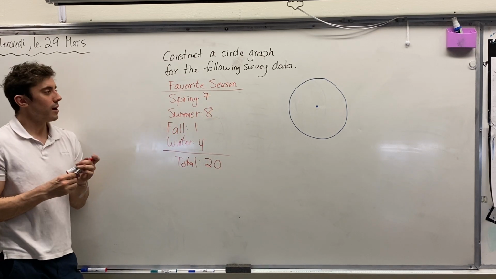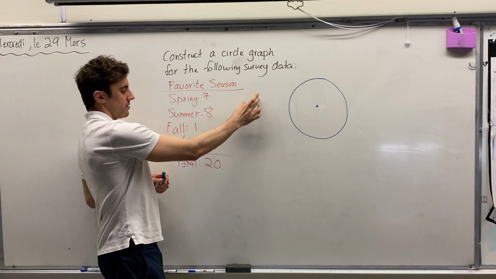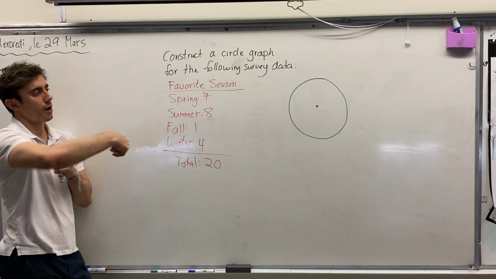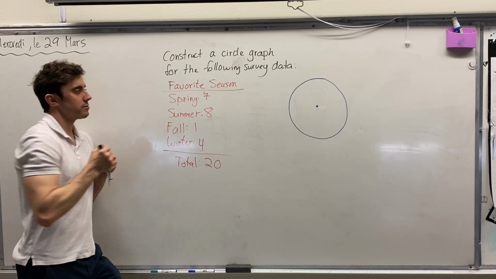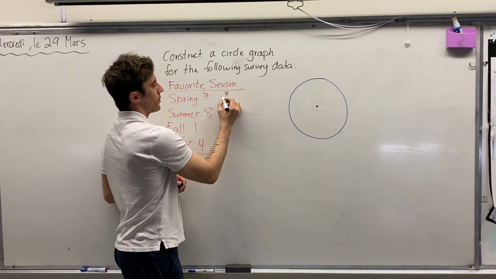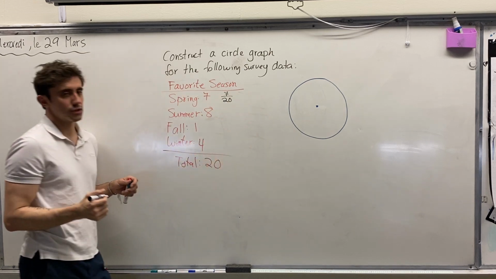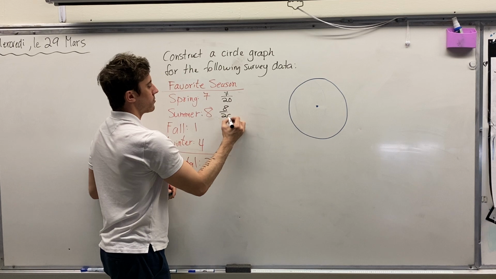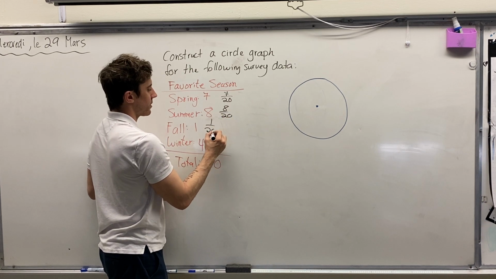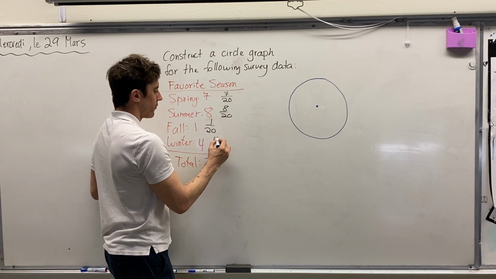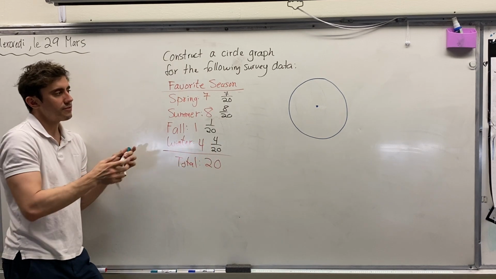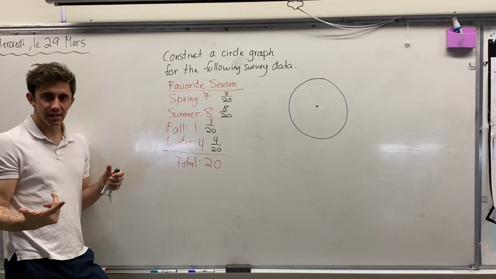Okay? Now we want to know what percent of the 20 people answered for each of the seasons, so that we can pop that information onto the circle. And so first off, we have that spring got 7 out of the 20 votes. Okay. Similarly, summer got 8 out of the 20 votes, fall got 1 out of the 20 votes, and winter got 4 out of the 20 votes. Okay. Now, to get the information onto the circle, we need the percentage.